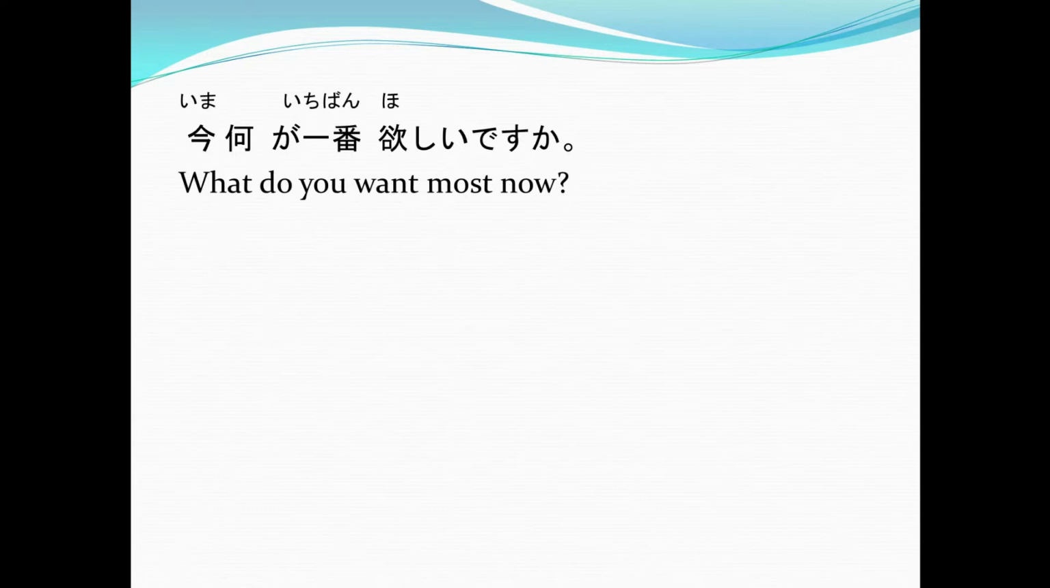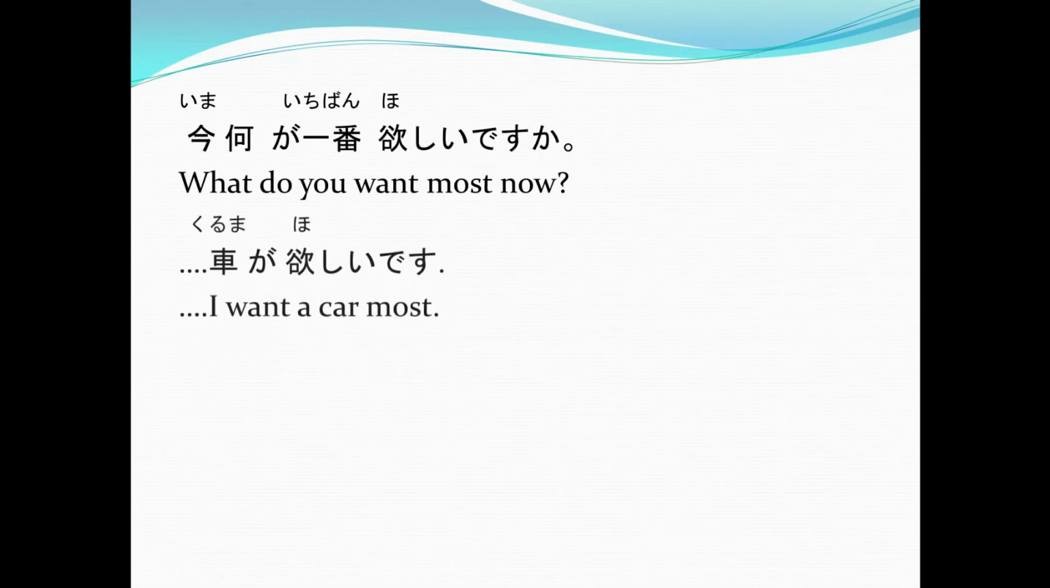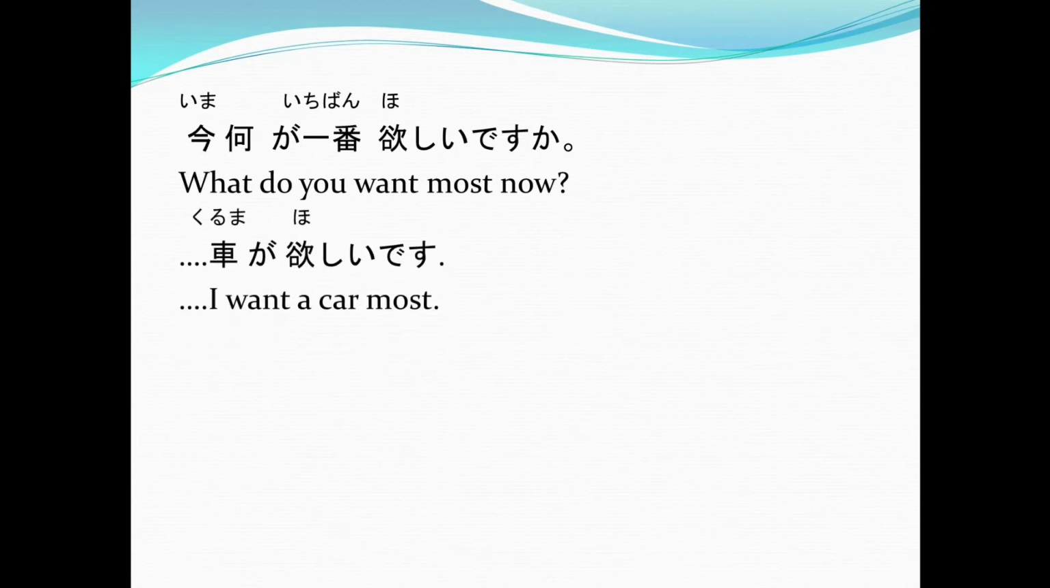Now when you want to ask someone what they want presently, you can use this sentence pattern. Ima nani ga ichiban hoshii desu ka? Or what do you want the most now? Note that I added ichiban denoting what they want the most. And of course, they could answer with the sentence pattern that I've taught you, which is kuruma ga hoshii desu, if they want a car presently.